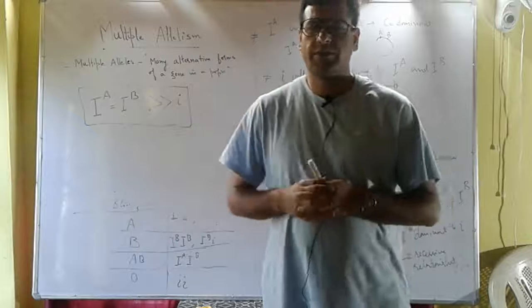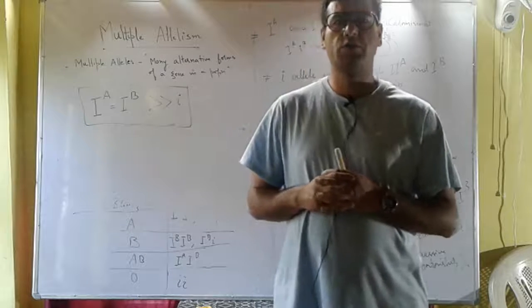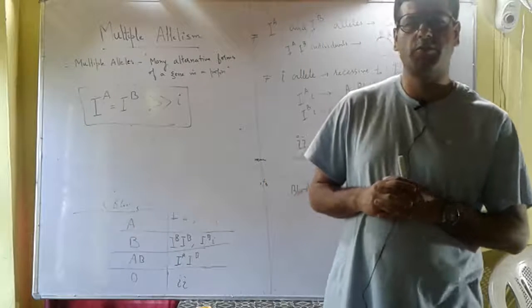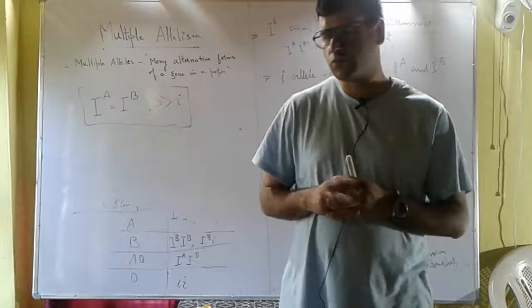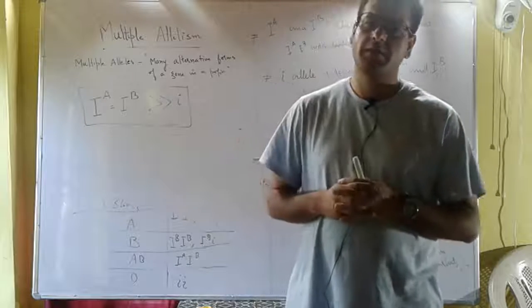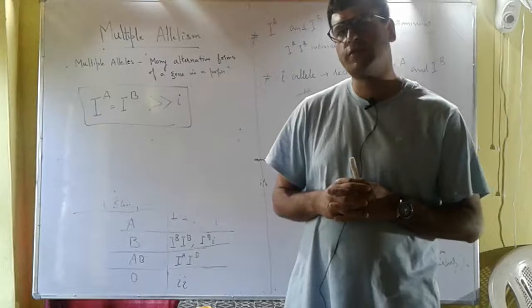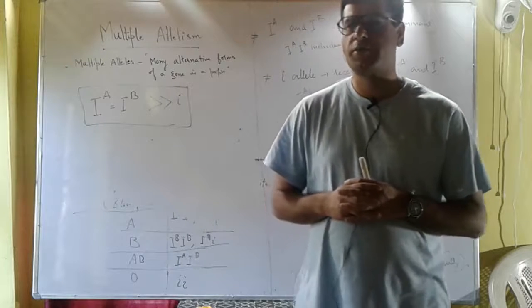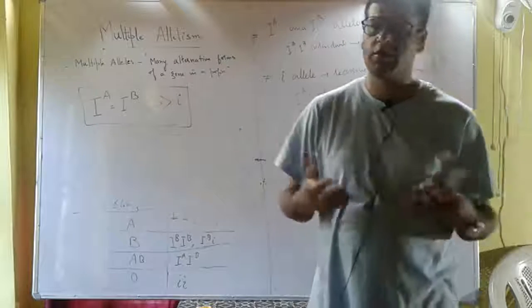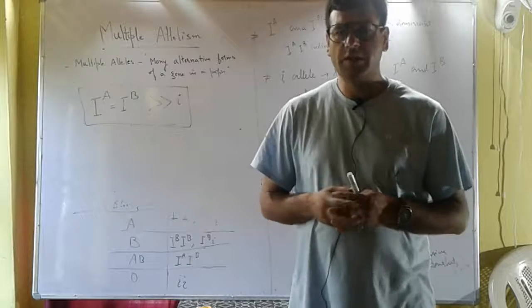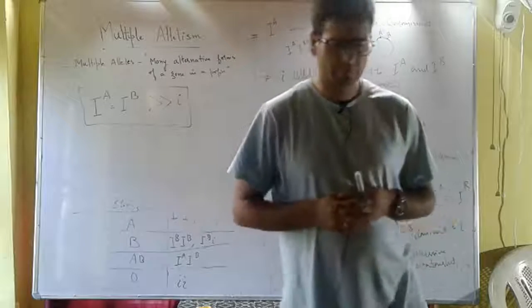So in a nutshell, when there are more than two alleles of a gene in a population, that is called multiple allelism. Multiple allelism is a population phenomenon. We see multiple alleles in a population, not in an individual, because in an individual we have only two alleles, whereas in a gamete we have only one allele.